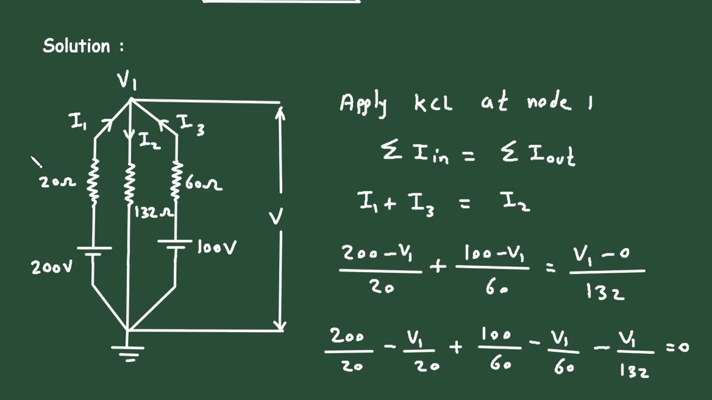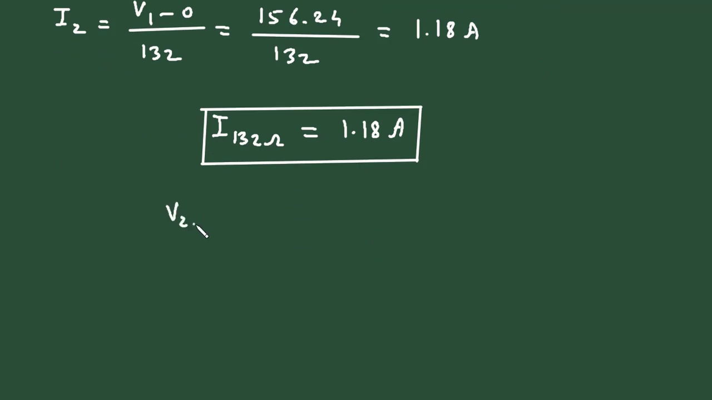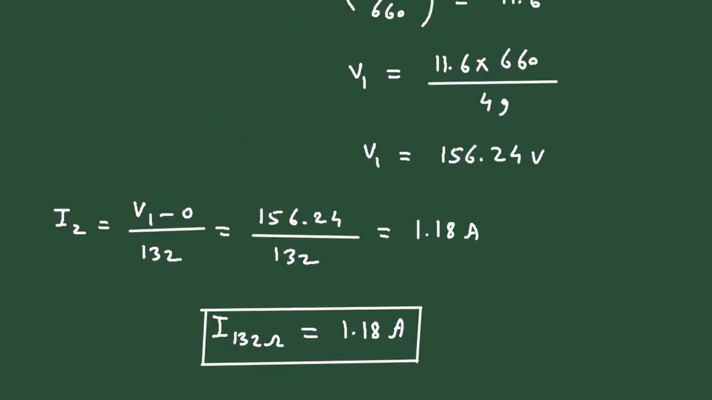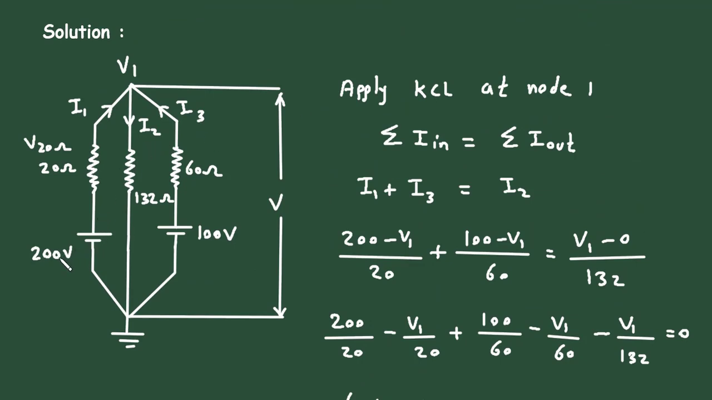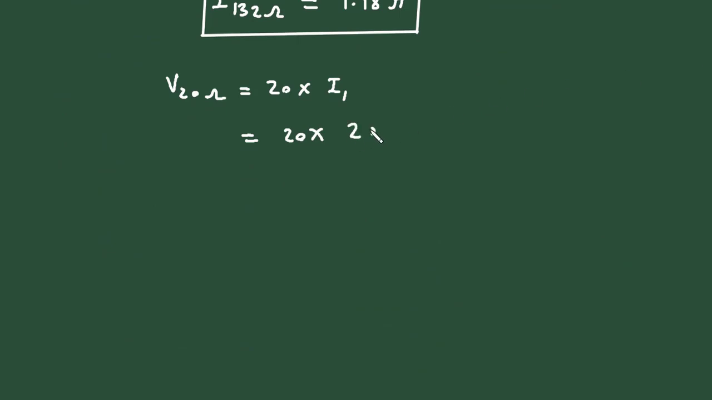Then next we have to find the potential drop across 20 ohm. To calculate the voltage drop across this 20 ohm, that is V20 ohm, it is equal to resistance multiplied by current I1. That is 20 multiplied by I1. So it will be 20 multiplied by the value of I1, which is 200 minus V1 divided by 20.